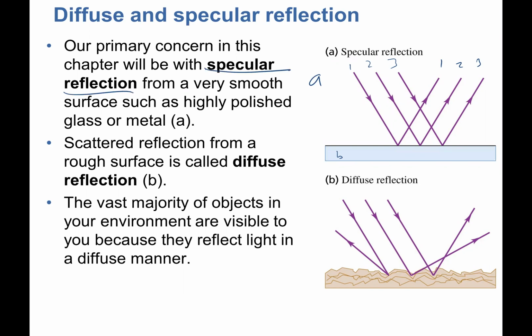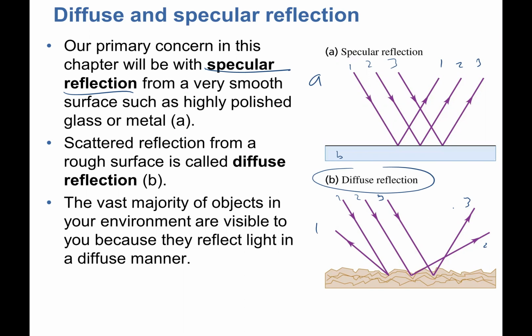That means the surface is very smooth. So when the rays are reflected, all of those rays are parallel after the reflection as well. Compare that to the diffuse reflection, where we can see 1, 2, 3 are parallel to one another, and then 1, 2, 3 are just going in a random direction after they're reflected.